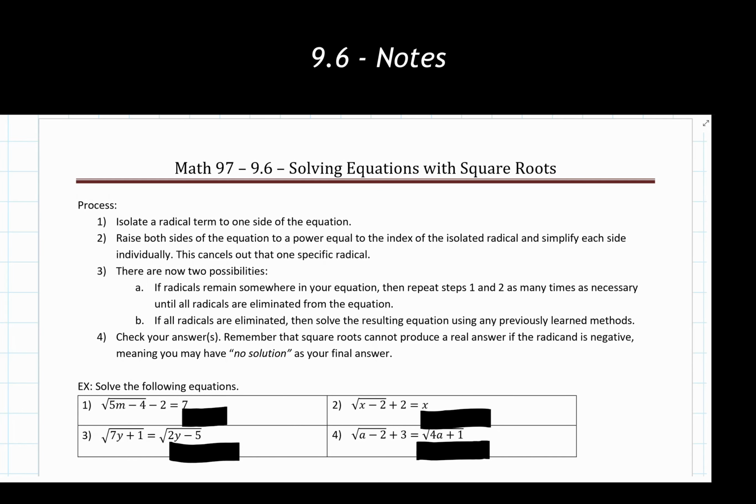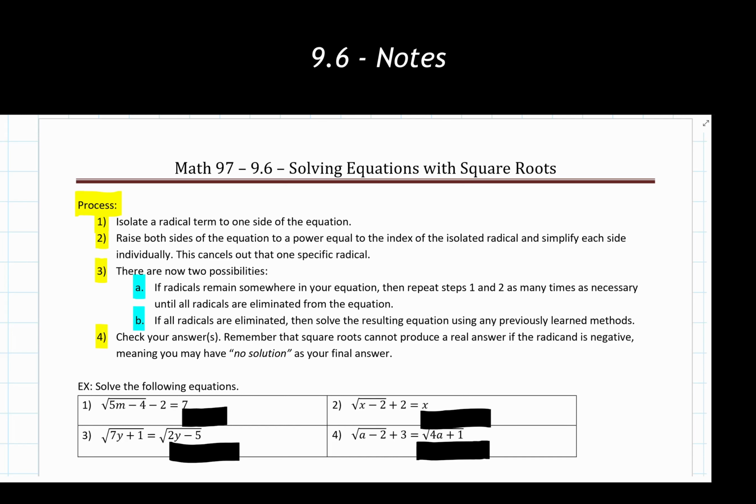Section 9.6 has us working with solving equations that involve square roots. So we're diving right in, at the start of this, into the process that we are going to be using. As we've done in previous videos, I recommend taking a pause and writing down the highlighted bullet points as necessary for yourself. We're going to go through these and then dive right into some examples.